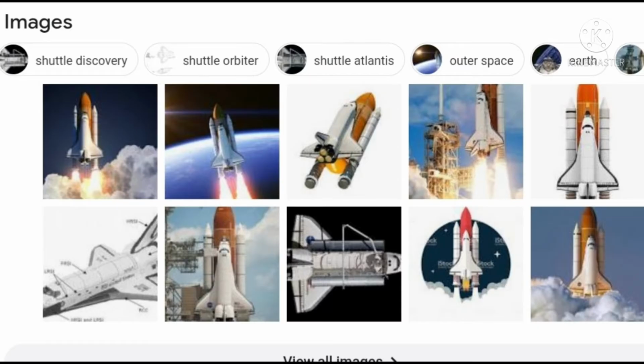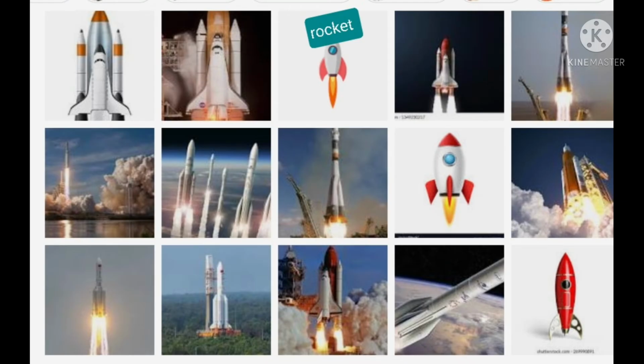Now it is time to discuss a very fascinating topic of space. And can you see these pictures are of space shuttles? The space shuttles are huge vehicles which are used to launch satellites. And these are the rockets which help to launch space shuttles and spaceships both. How lovely they look, you know.